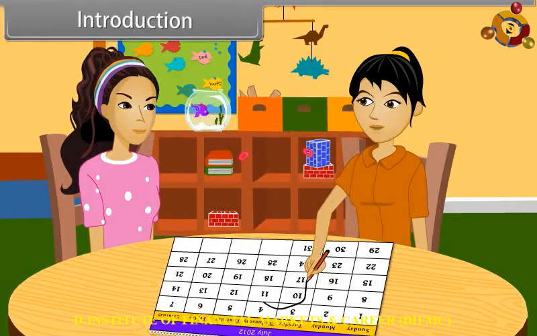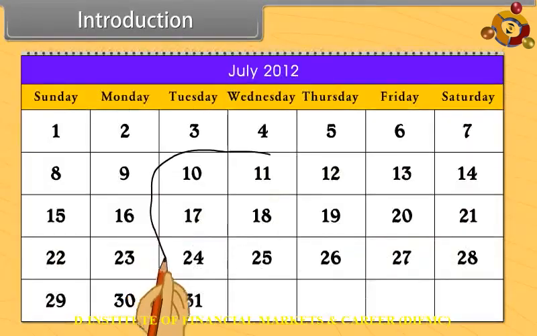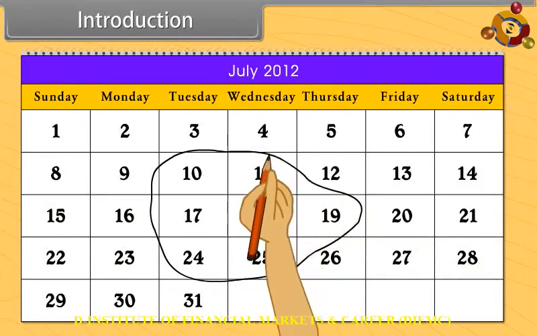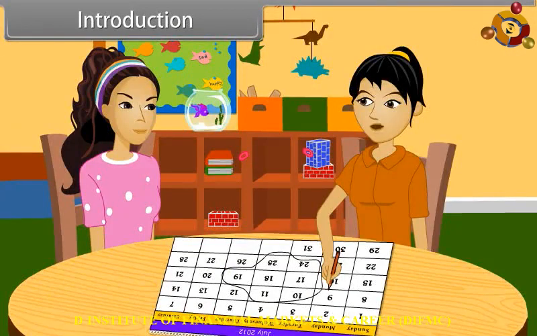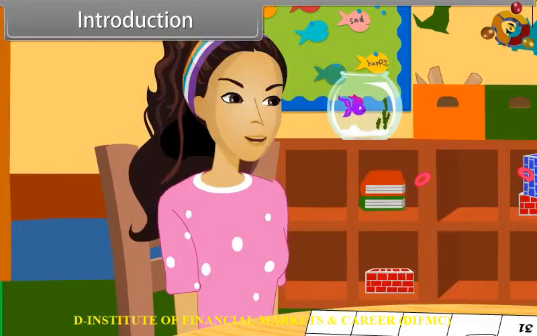Introduction. Why are you marking circles on the calendar? Actually, I have class tests on these days. I have to note these dates in my notebook. Don't you have any test on the complement of these days?